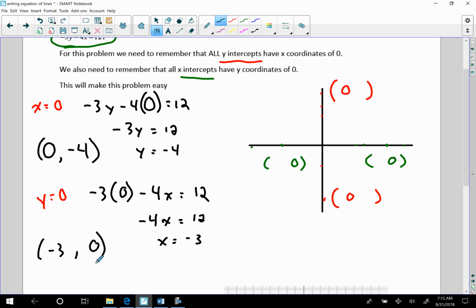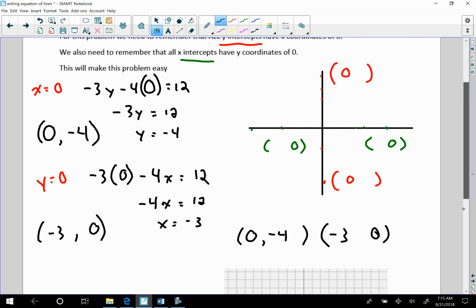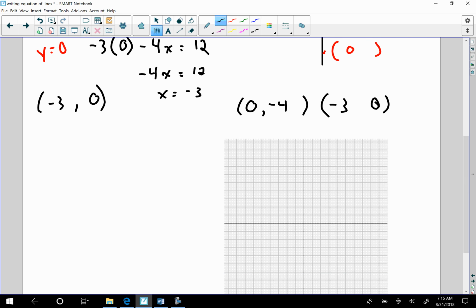I'm simply going to plot now these 2 points, 0, -4, and -3, 0 on my grid below, and sketch that line. This time I'm going to scale my coordinate grid in units of 1 to make it easier. So I have 0, -4, bam, bam, bam. Here's my 0, -4, and -3, 0. I have the 2 points. I have the x-intercept. I have the y-intercept.